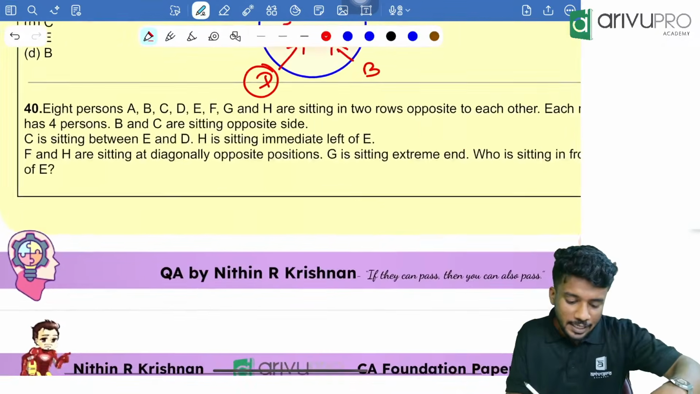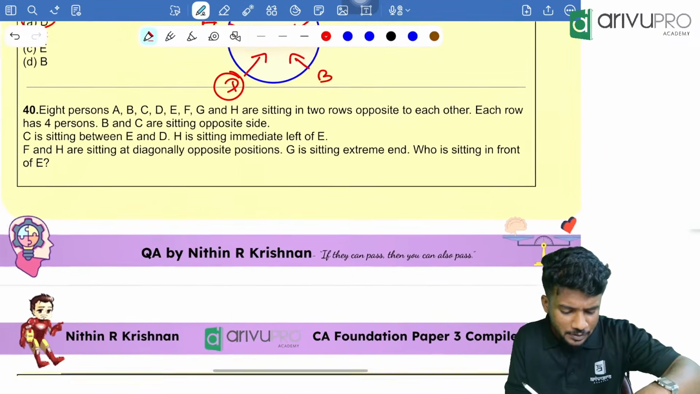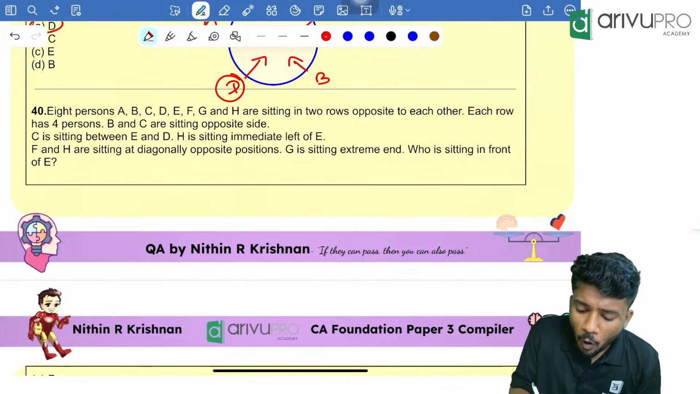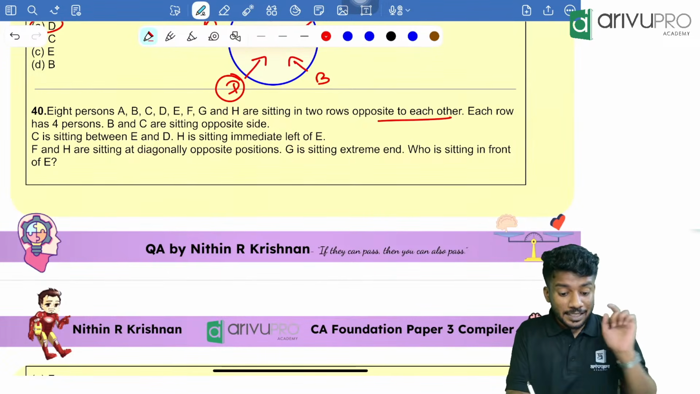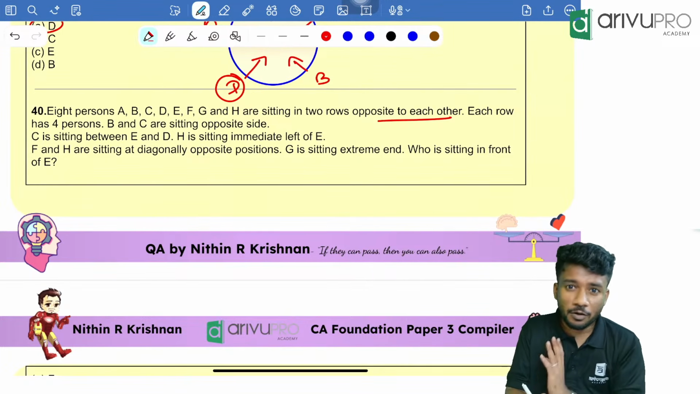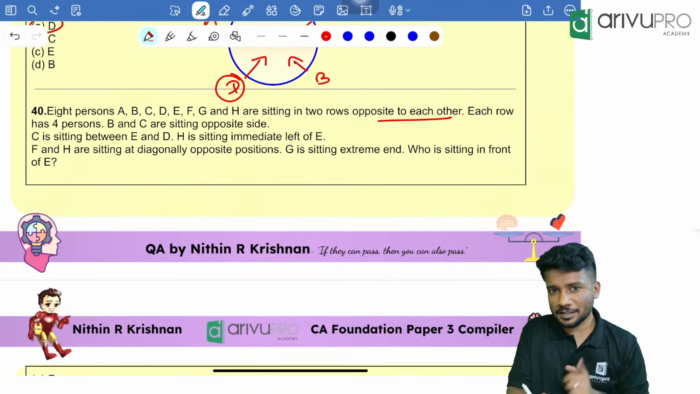Next question. 8 persons A, B, C, D, E, F, G, H are sitting in 2 rows opposite to each other. Actually in the question paper there was a mistake. I have corrected the question over here.